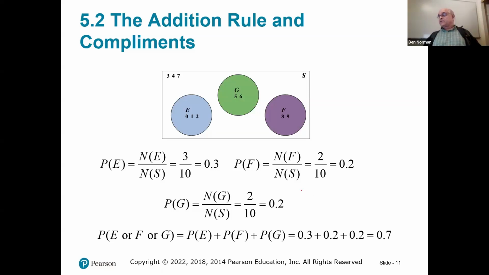That works the other way too. The number of E or F or G, or the number in S, you just add up 3 from the E, 2 from the G, 2 from the F, all over 10. So we get still 0.7.